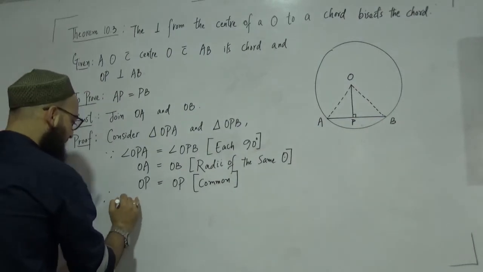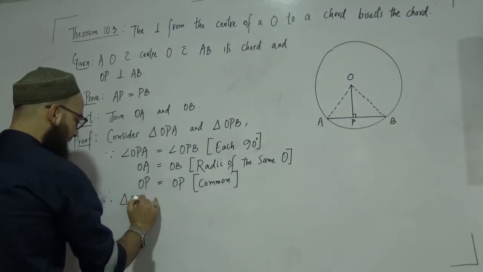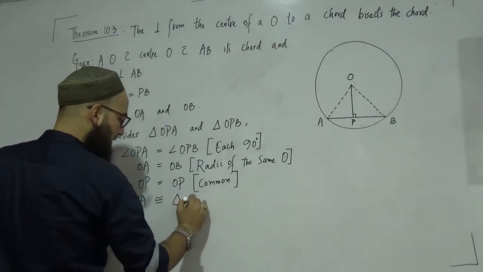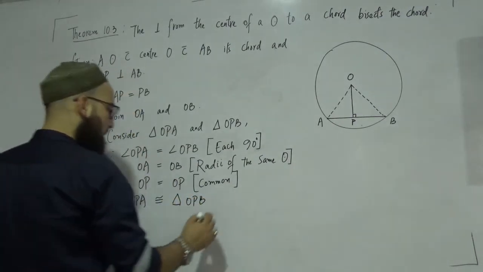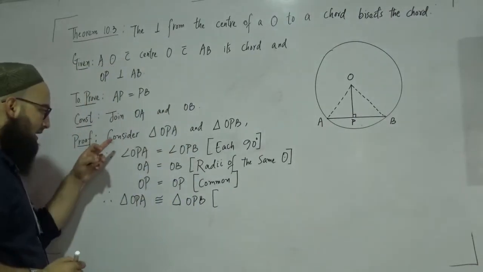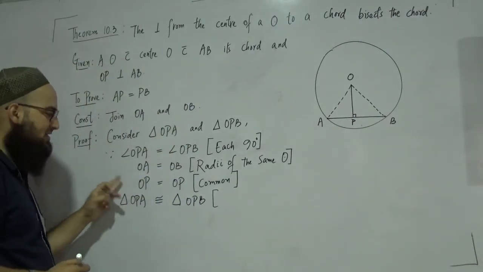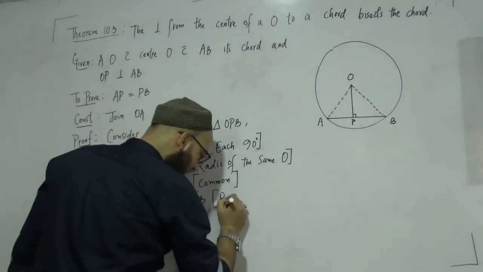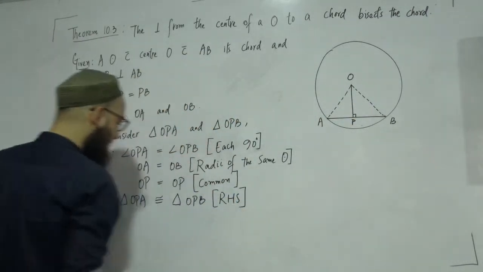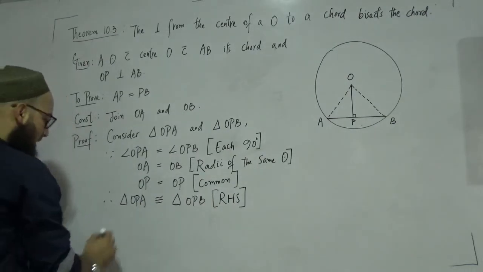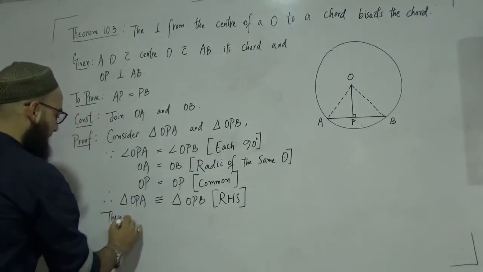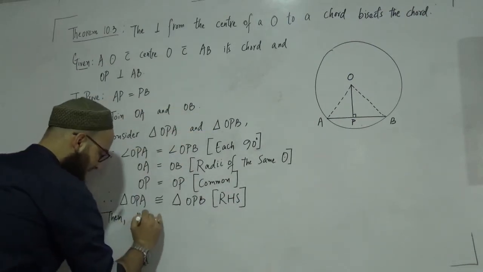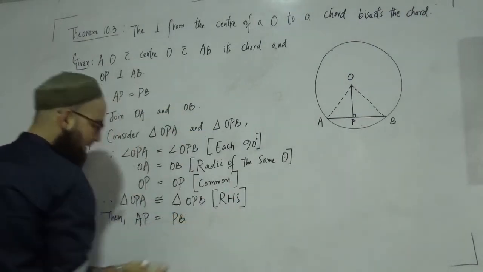Therefore, I can say triangle OPA is congruent to triangle OPB by right angle hypotenuse side, because OA is the hypotenuse of this triangle. So it's RHS, right angle hypotenuse side. Then I'll say AP is equal to PB.